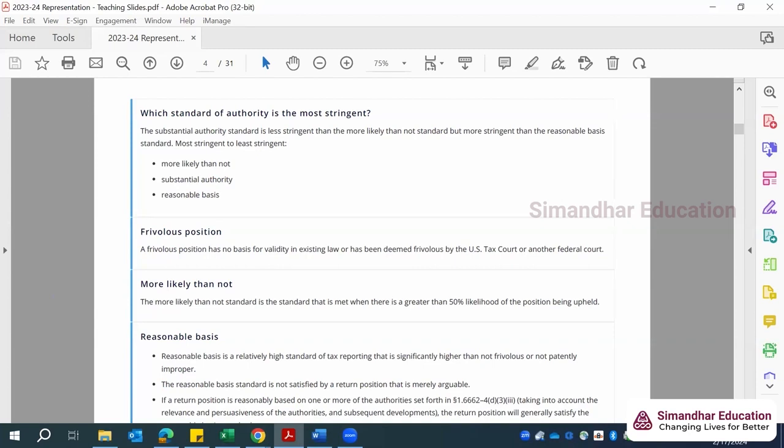And more likely than not standard is usually for the transactions which are considered a tax shelter transaction, or the transaction where you're trying to evade or avoid the taxes. So if you're taking that kind of position, then there should be more than 50% chance that your position will be upheld by the court of law. Okay.